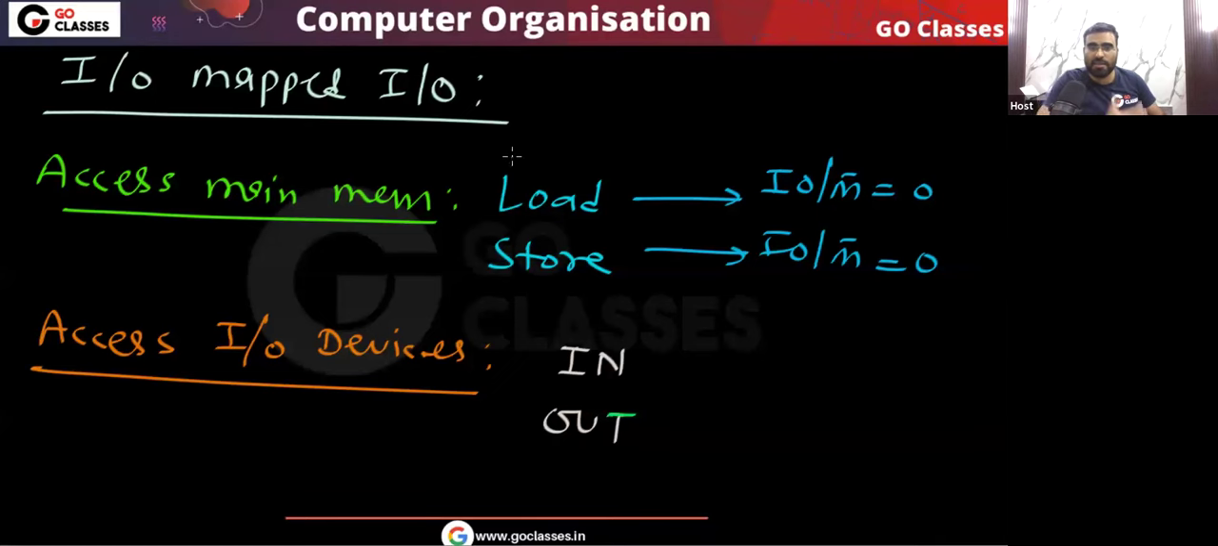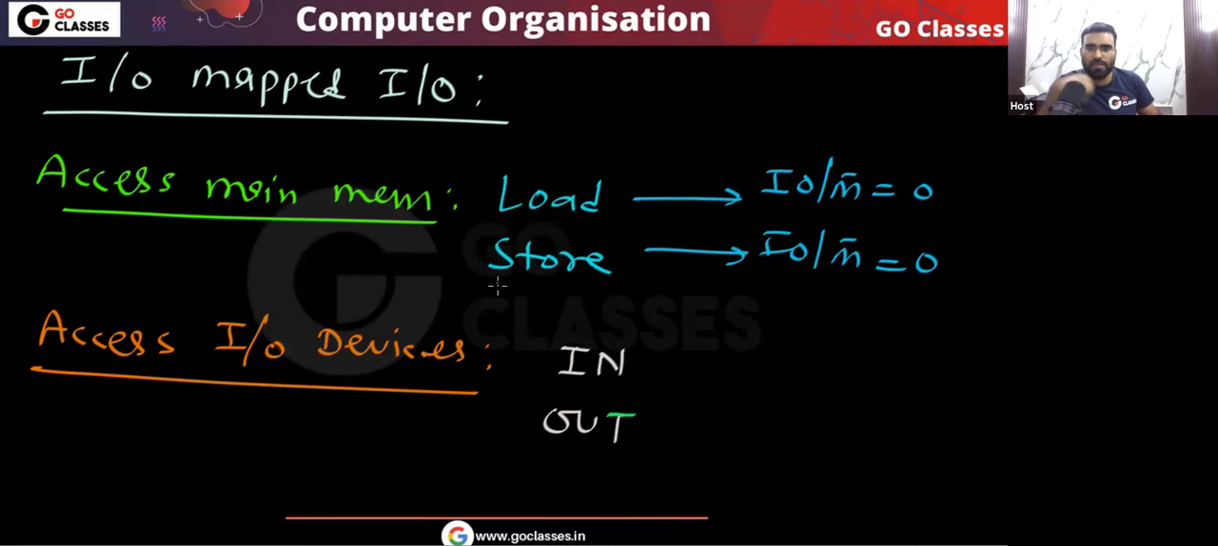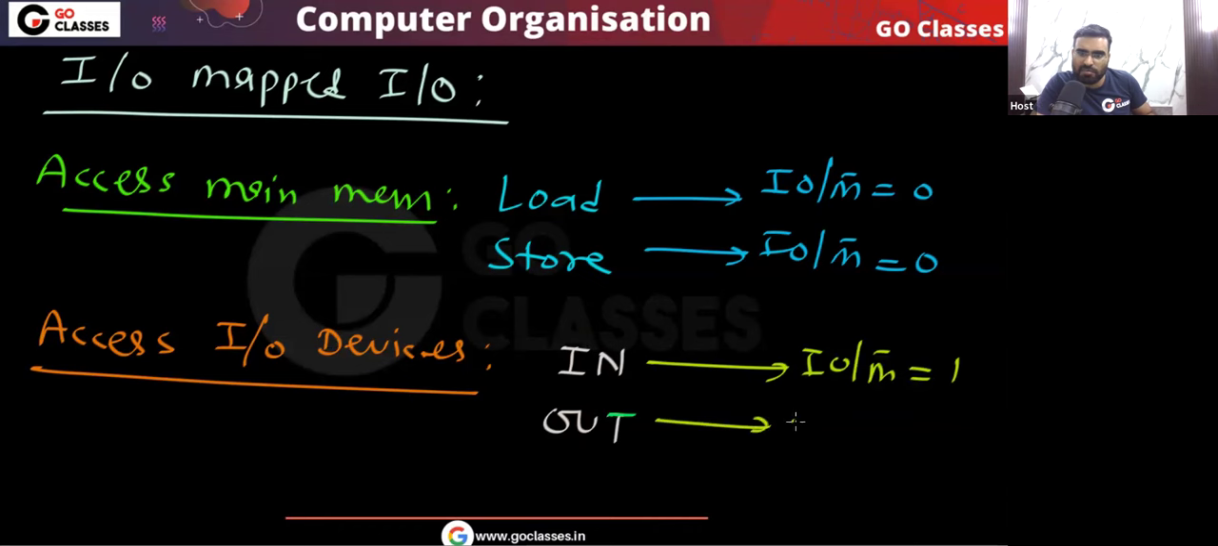If the user is writing, okay, I am the user, in my program, if I'm writing this load, then what will this load instruction do? This will make this signal 0. This store instruction also will make this signal 0. And what will this IO instruction do? Tell me. This will make this signal 1. So that's it. I hope you understood.